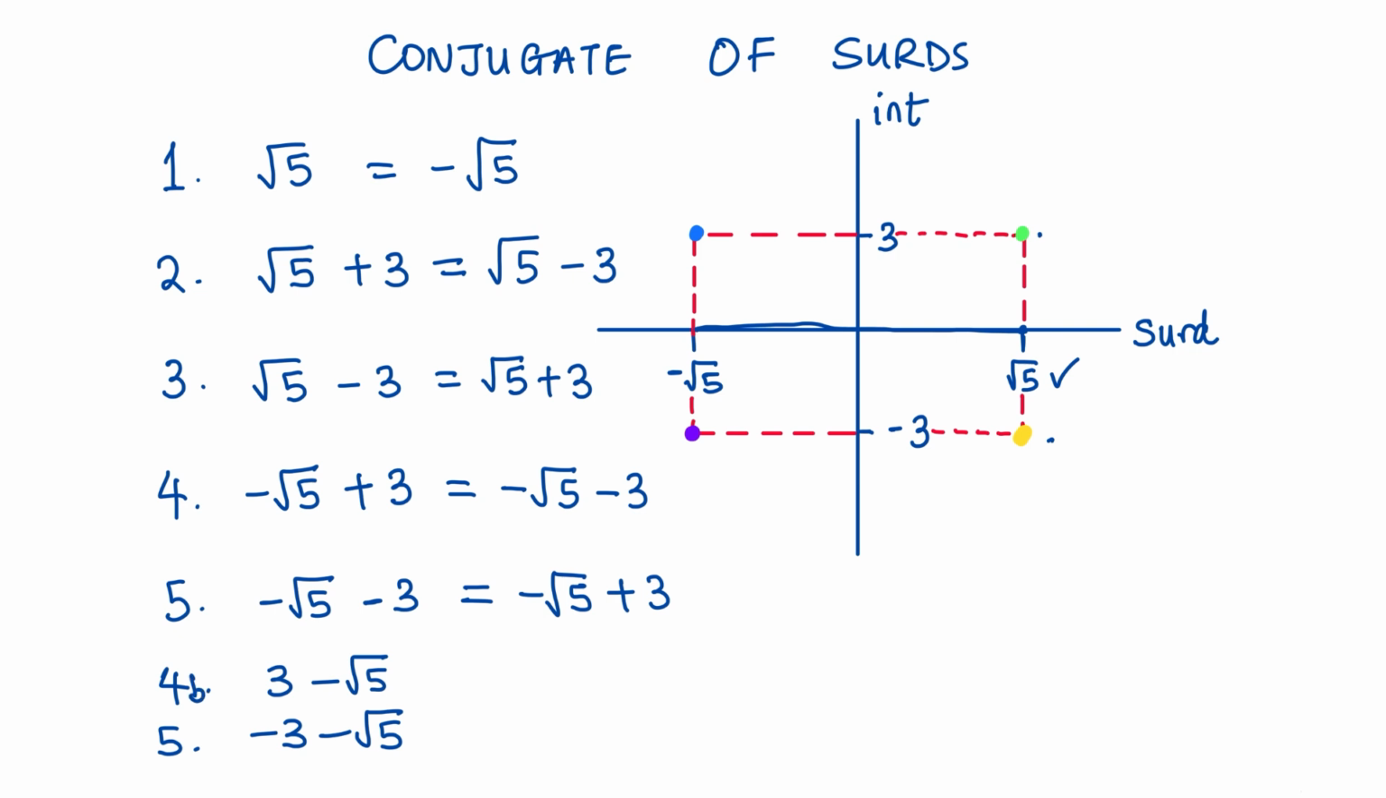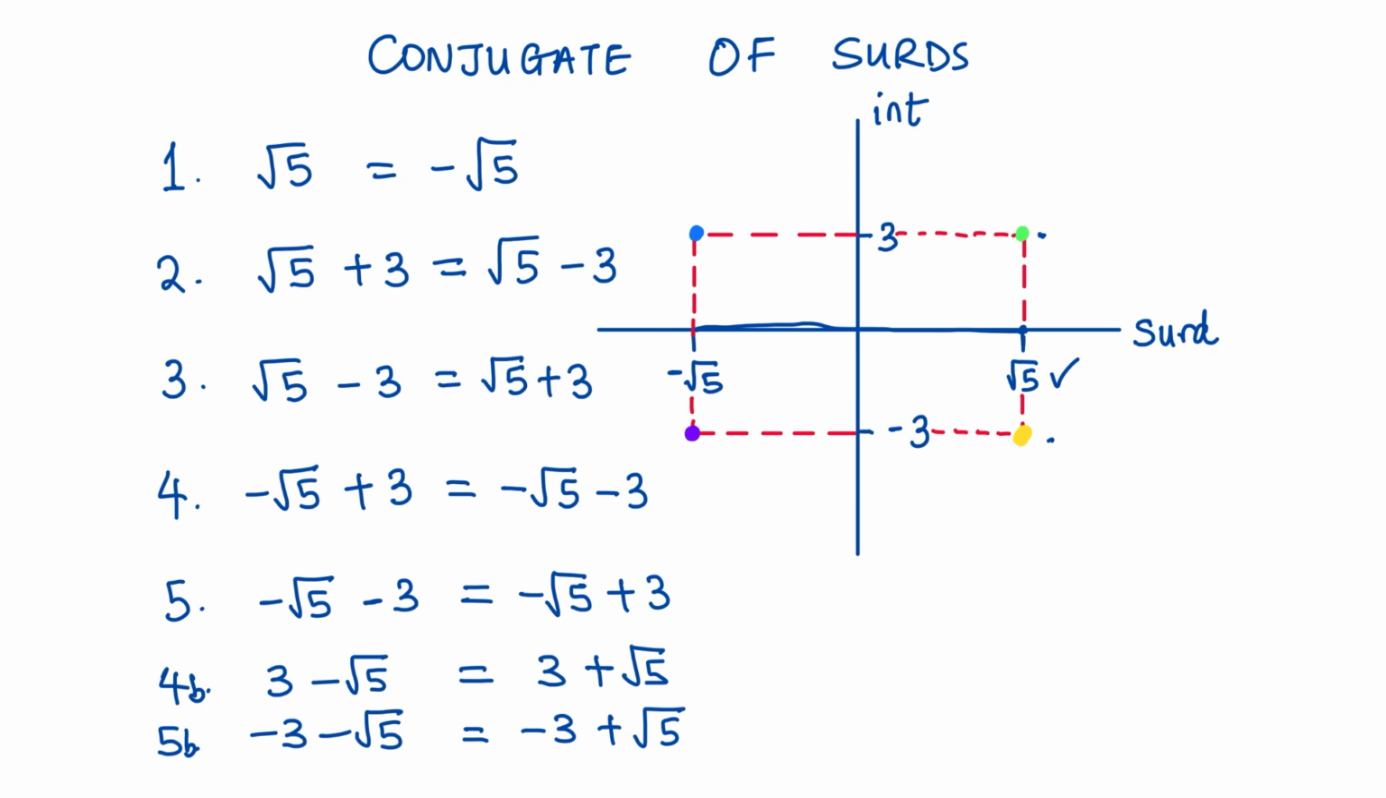Let's make it 4b and 5b. So in this case, based on the rule that I just mentioned, keeping the first term the same and changing the sign of the second term, the conjugate of 4b, which is 3 minus root 5, becomes 3 plus root 5. And 3 plus root 5 is designated by the green dot. And then for example 5b, we will then have negative 3 plus root 5, which is the yellow dot.